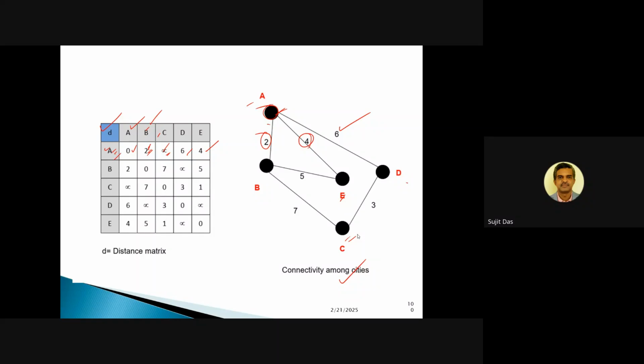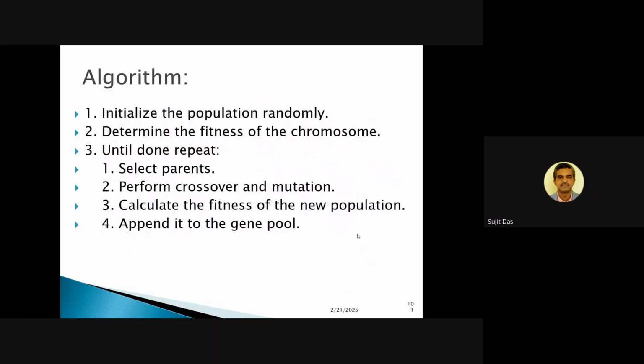It will be quite easy for you if the problem is like that. Now I'll show an important situation. What should be the algorithm for this traveling salesman problem? We should initialize the population randomly. What is a population? A sequence of cities, that is a population. Population means a set of chromosomes. One chromosome means one sequence of cities, as I mentioned earlier. One sequence of cities may be our one chromosome.